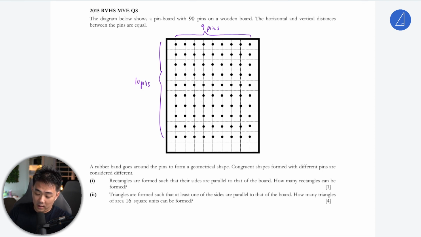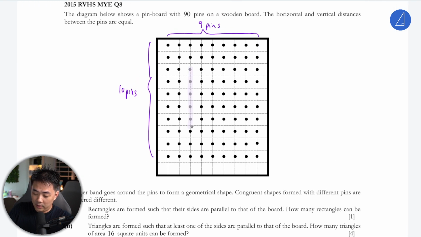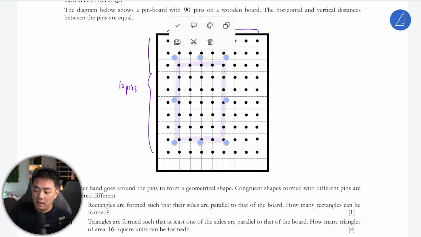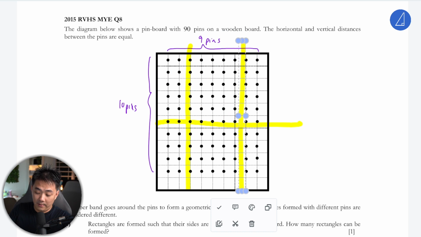The first one is quite straightforward, because to form a rectangle parallel to the board, any rectangle will do. So out of these 9 columns, you choose 2. Then out of the 10 rows, you choose 2. This will be a rectangle. So the number of rectangles you can form is 9 choose 2 multiplied by 10 choose 2.